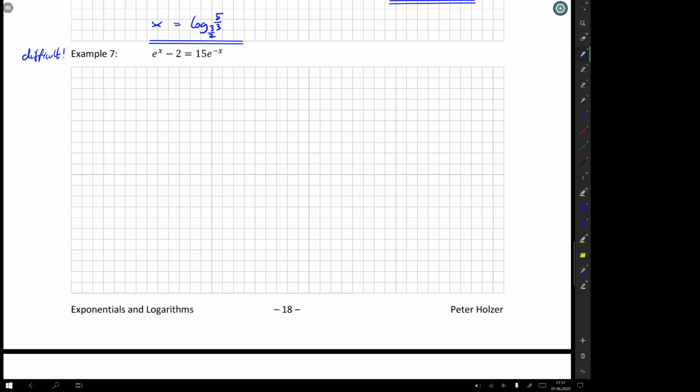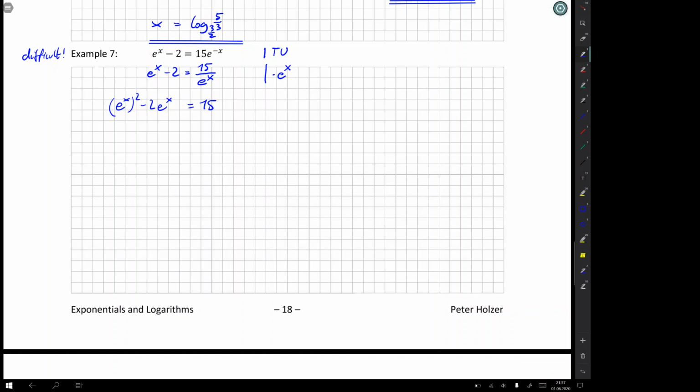Example 7 is difficult. Let's do it together. So we keep the left-hand side unchanged and we rewrite the right-hand side without a negative exponent. So e to the power of minus x is just 15 divided by e to the power of x. Now let's get rid of the x in the denominator. So we multiply with e to the power of x. So what we get is e to the power of x squared minus 2e to the power of x equals 15.